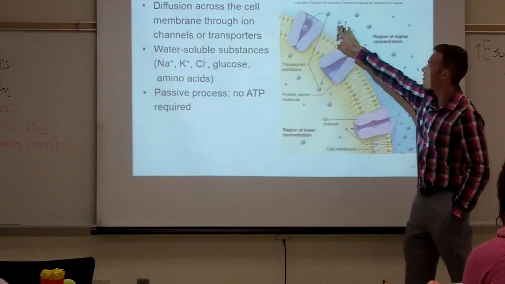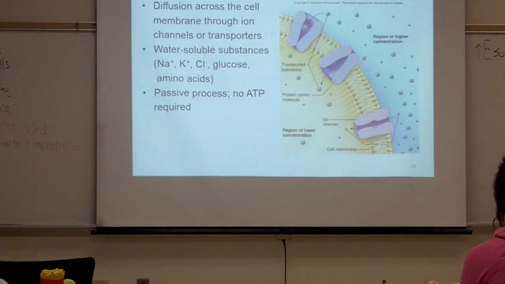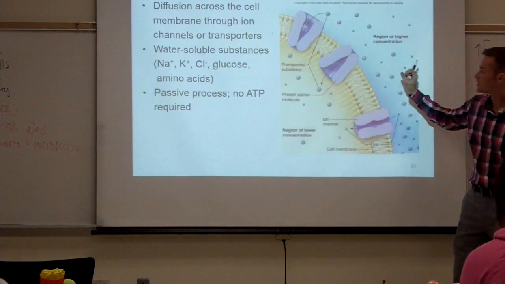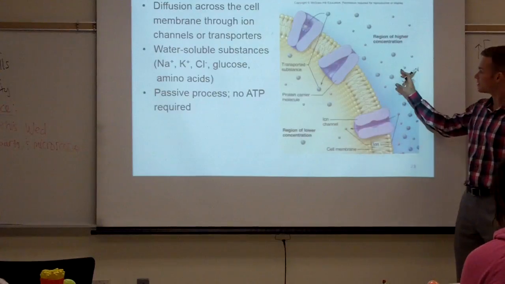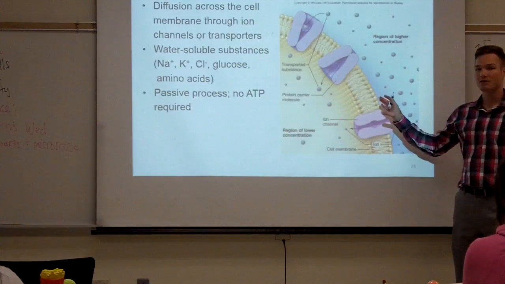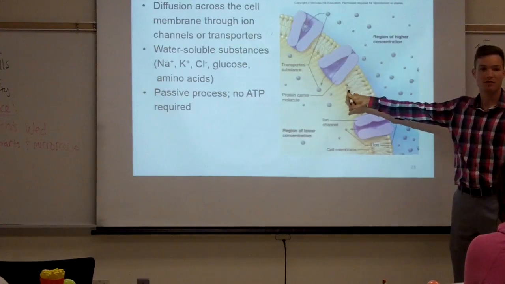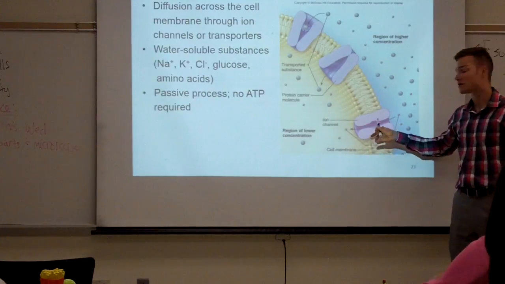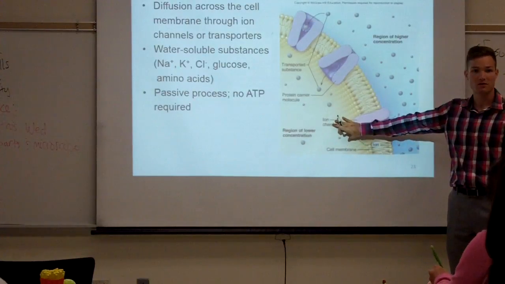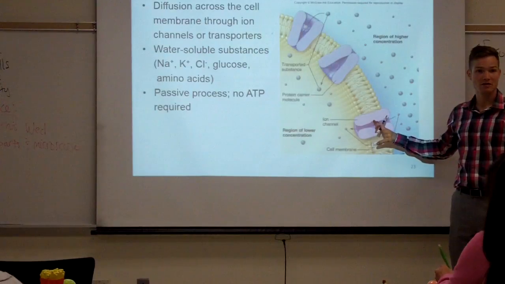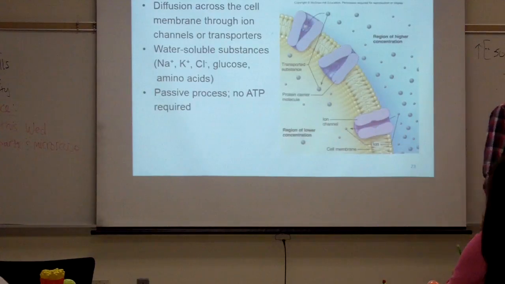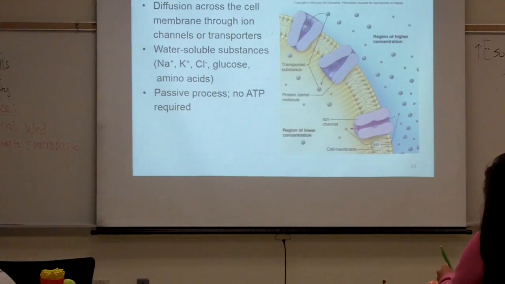In facilitated diffusion, the high concentration of stuff outside the cell relative to inside the cell drives the movement. So that means these molecules want to equalize. But there's a problem. They can't just cross through the membrane. They need a channel to cross. So when we put a channel in the membrane to allow them to cross, we call that facilitated diffusion. We facilitate the process. So think, if we have a channel there, it is going to be facilitated. Facilitated diffusion does not require ATP.